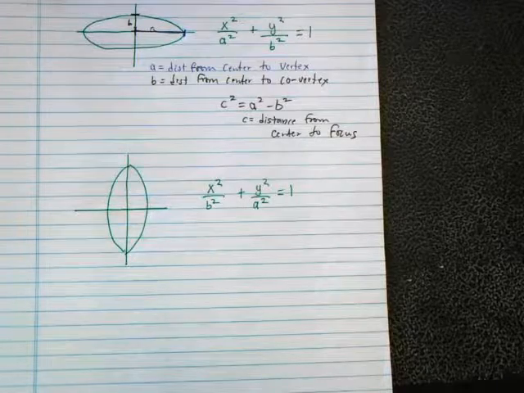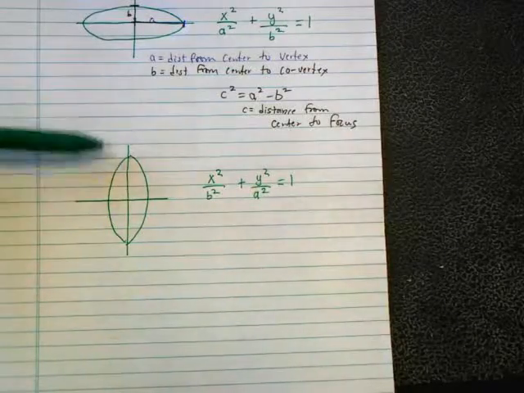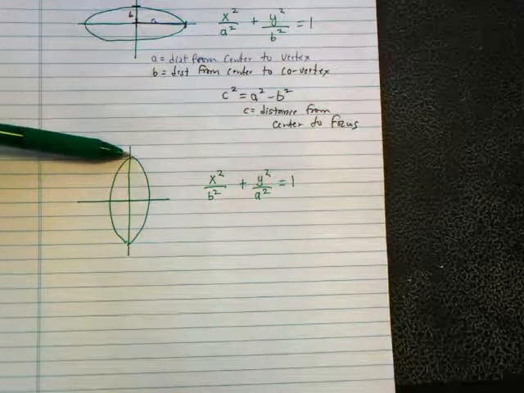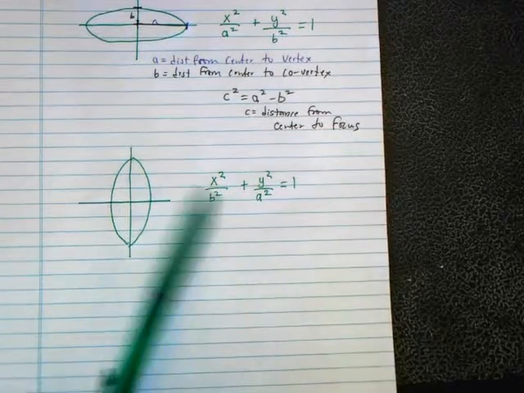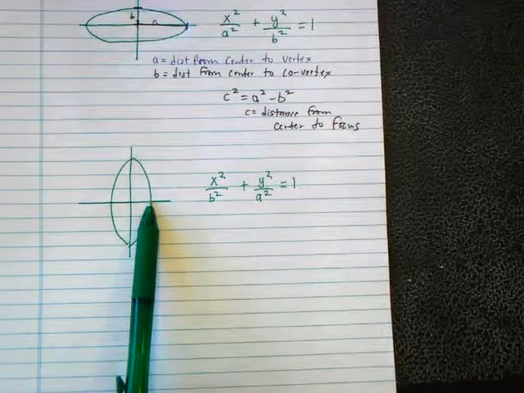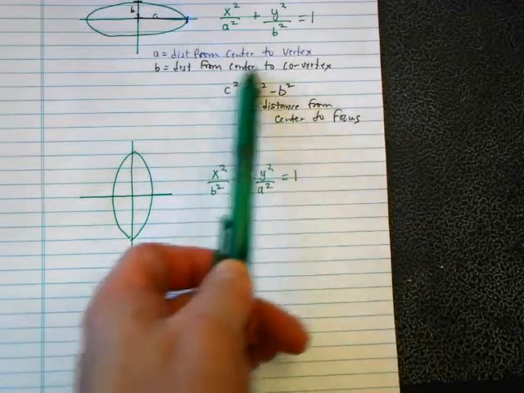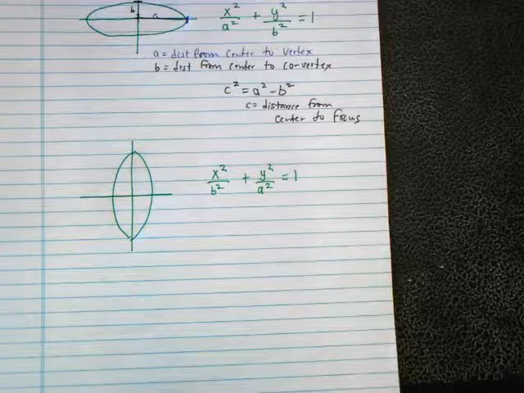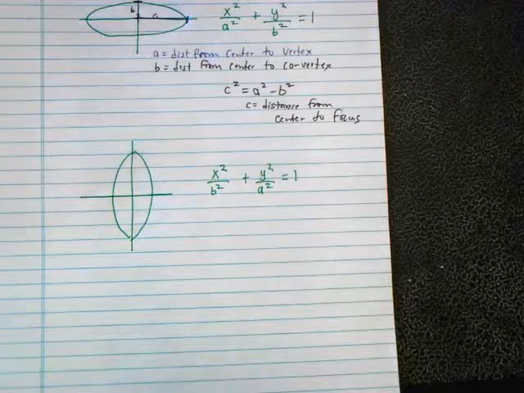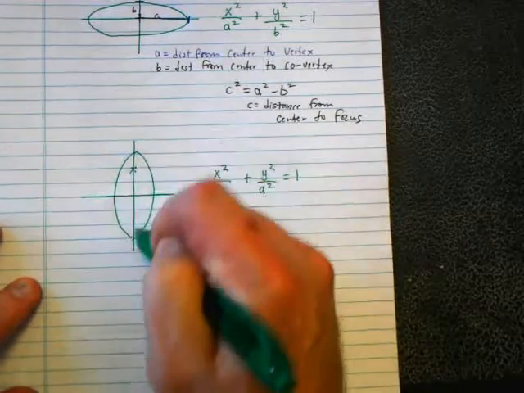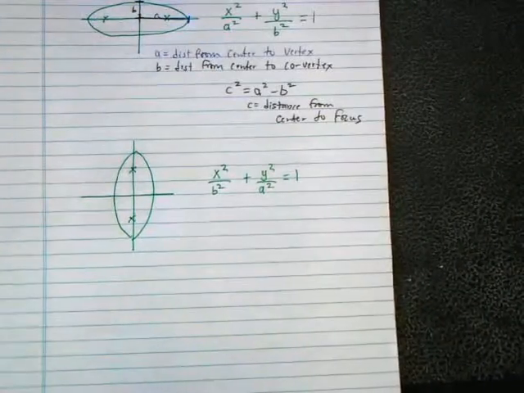And everything else is exactly the same. A is still the distance from the center to the vertex. It's just that now the vertex is up here. B is still the distance from the center to the co-vertex. The only difference is the co-vertex is now over there. And C will still fit this equation. C squared equals A squared minus B squared. And C is still the distance from the center to a focus. And the foci will be inside like that, whereas in this one they were inside that way.